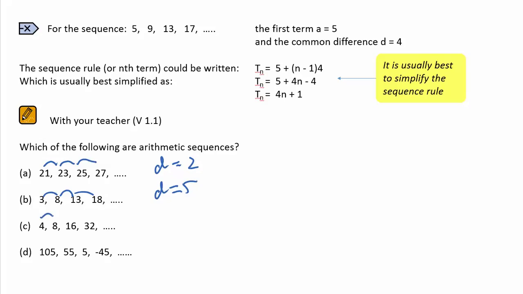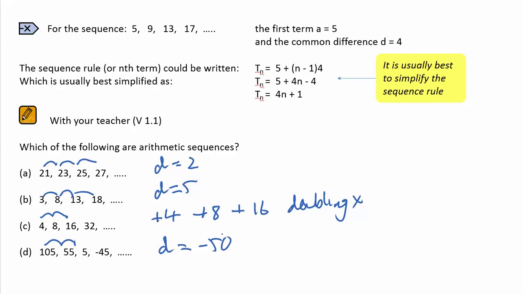In the third instance, however, we go adding 4 to get 4 to 8, and adding 8 to get 16. It's almost like a doubling. That's not the case. It's not an AP, an arithmetic sequence. And the next one, common difference of negative 50.